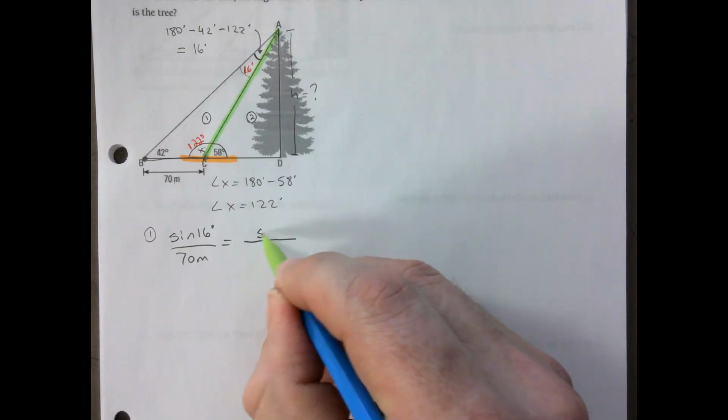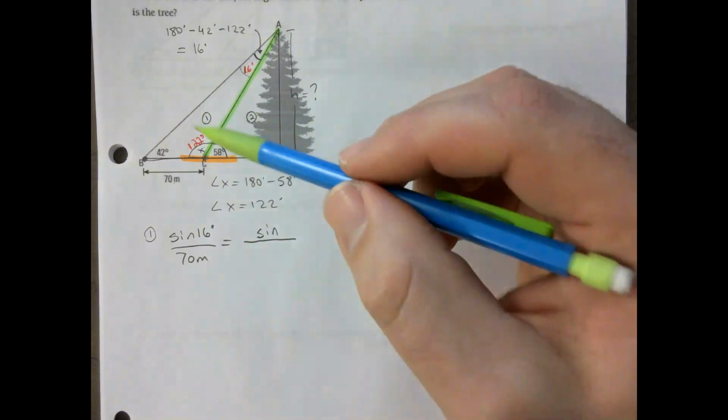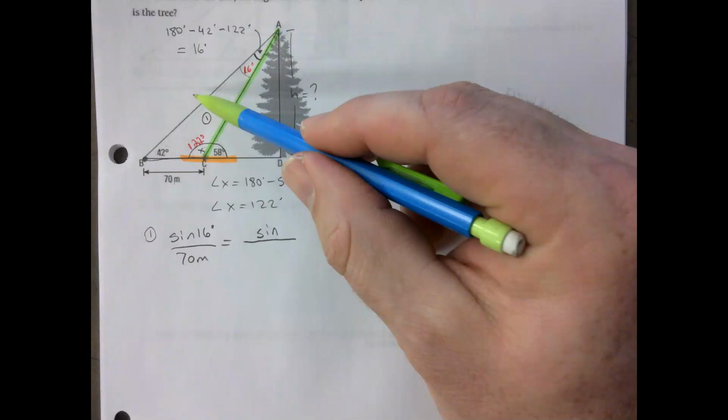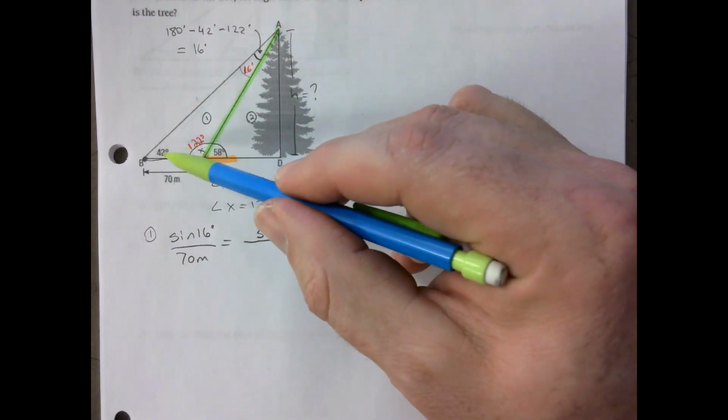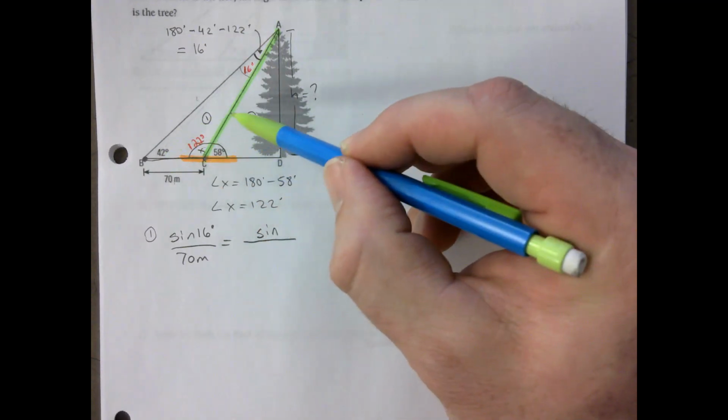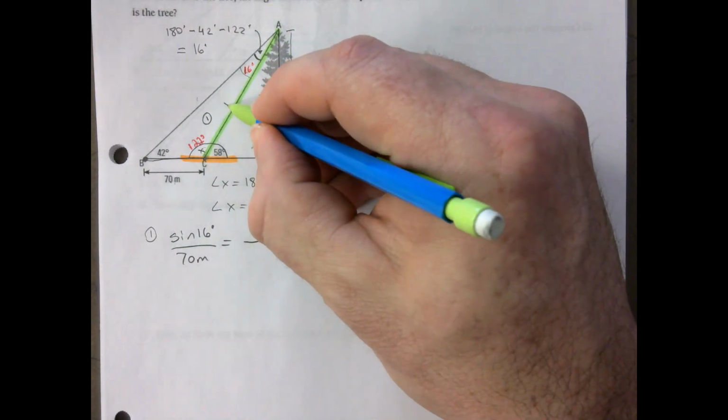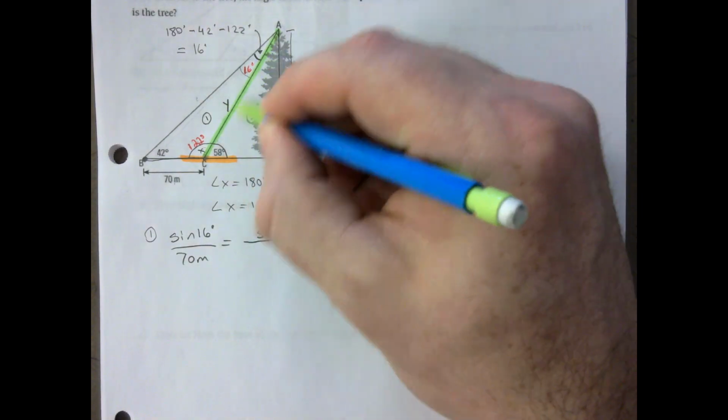sine of, now you have to pick. If you pick 122, you're going to solve for this side, which is not the end of the world. It can be done. But I'm going to pick 42 to solve for this side here. What should we call it? I'm going to call this y. This side right here. Okay?